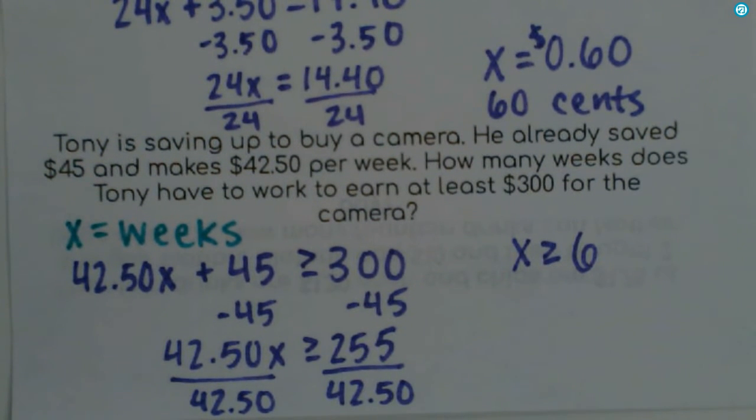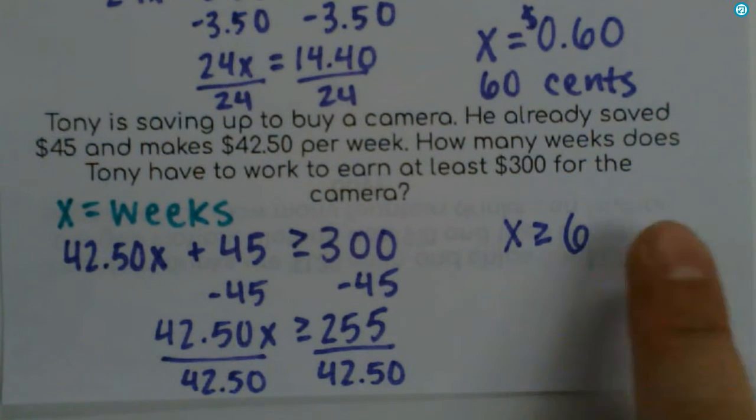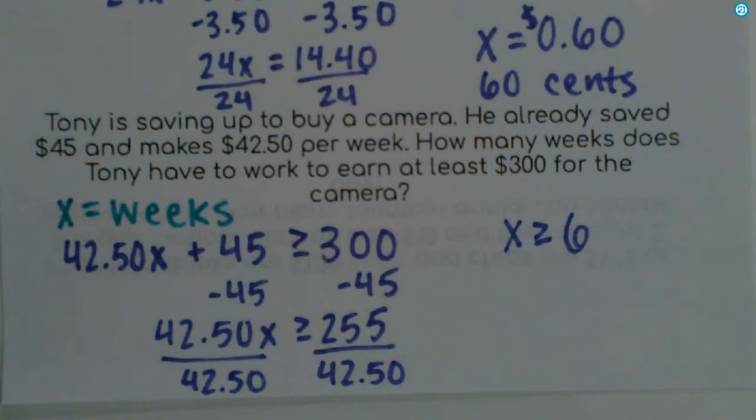So 2 months. In what world is 6 weeks 2 months? Wait, 1 month is 4 weeks. Okay, that would be, sorry, 8. Yeah. Okay. So he needs to work at least 6 months. That would be 6 weeks, not months. It makes $42.50 a week, not a month. That would be very little per month.